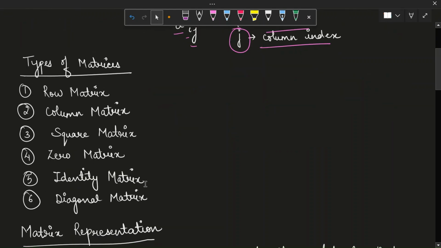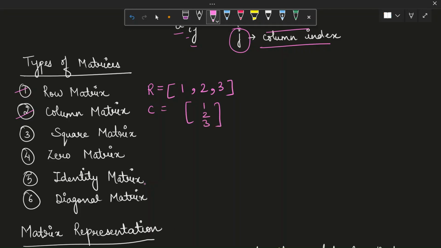Then we have different types of matrices. The first one that we have is a row matrix. How come it is a row? All the elements in this are represented in one row. So this is a row matrix. Then column matrix. All the elements are in a column, like this. Then comes a square matrix, where the number of rows is equal to the number of columns.